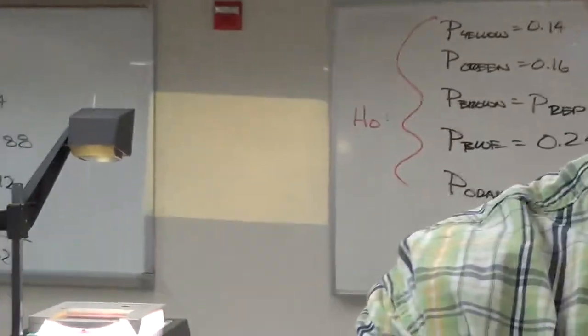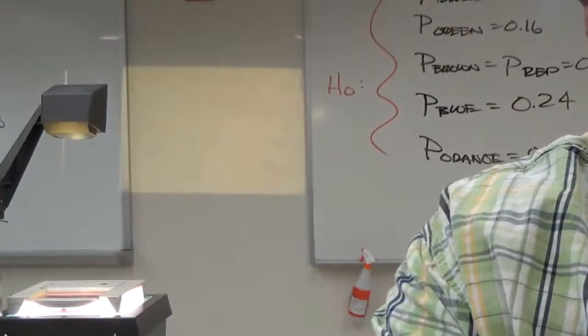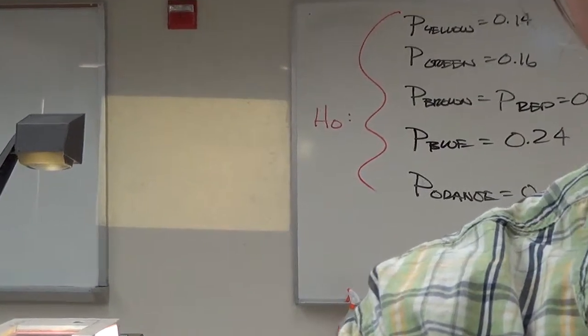So we're on number 6, right? What was 6? Pick the distribution? Yes. And what distribution are we picking? Chi-square.